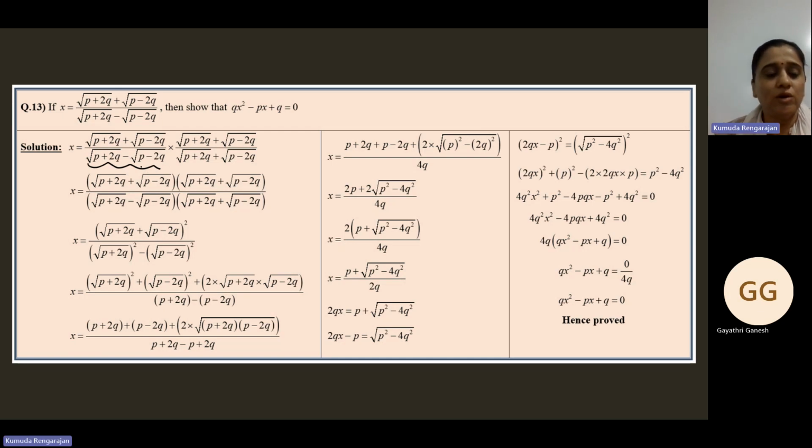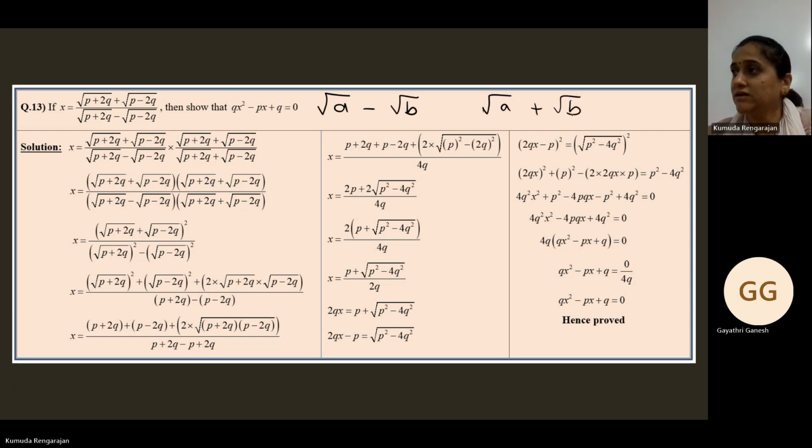So the conjugate of the denominator would be the same expression here, but with the opposite sign. Here these two terms are connected by a minus sign. So write the same two terms connected by a plus sign. And that would be the conjugate of this denominator, right? So the denominator is like root A minus root B. So the conjugate is root A plus root B, right?